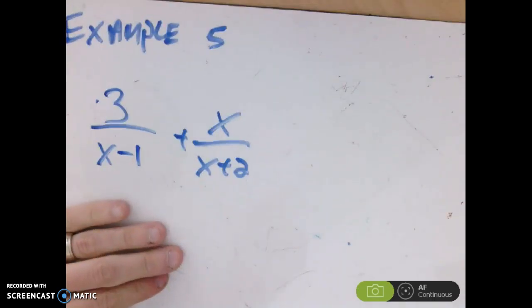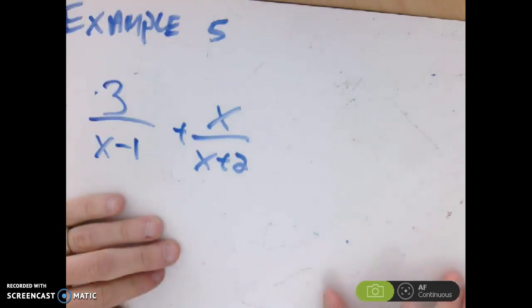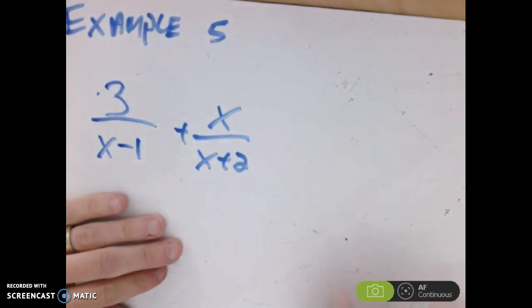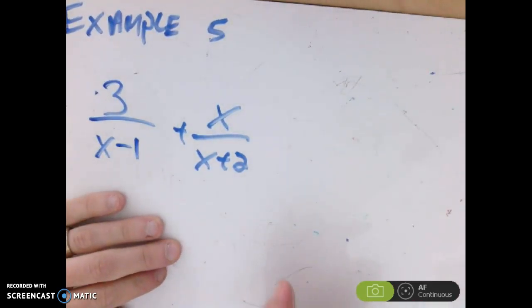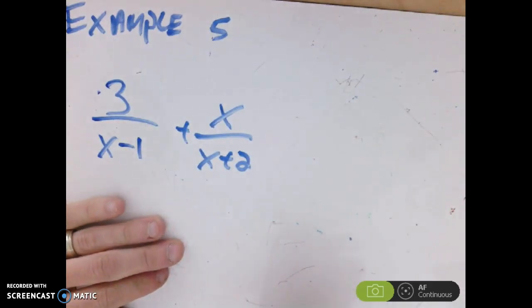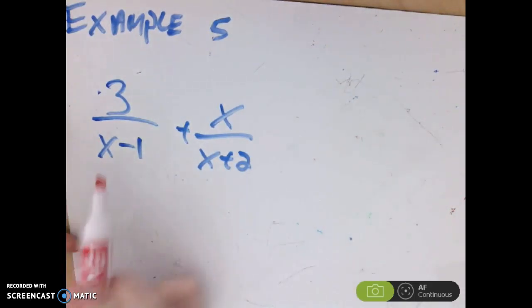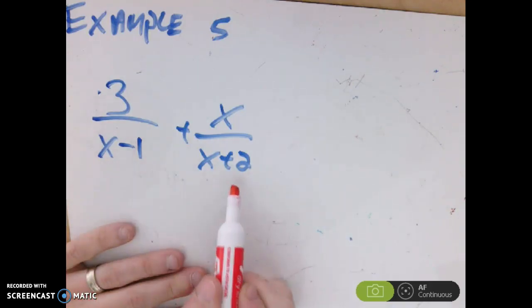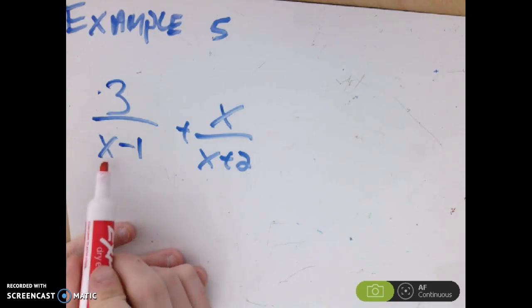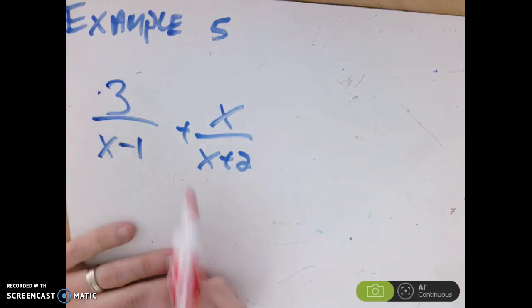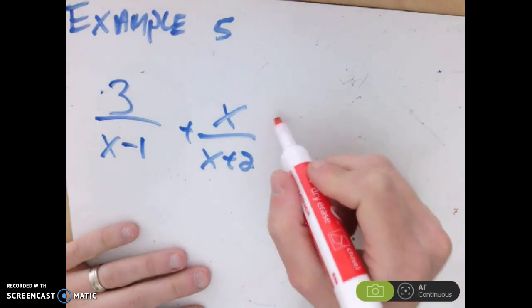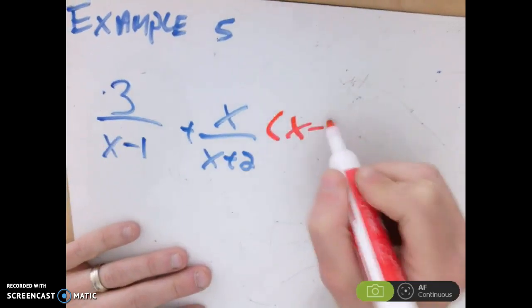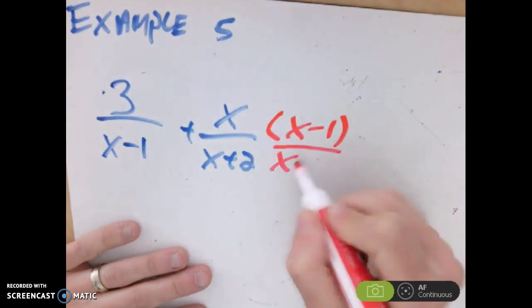Okay, so now if we look at example 5. Example 5 is adding these. And adding is when we start to remember we have to do common denominators. So common denominators mean I need to find the same thing that goes onto both. So the easiest thing to do is, well, I have x minus 1 over here, and I have x plus 2 over here. So my common denominator is going to be x minus 1 times x plus 2. So I'll just take this side and multiply it by x minus 1 over x minus 1.